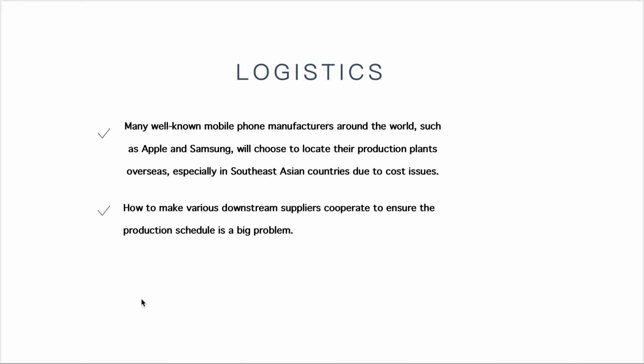However, in recent years, as the development of developing countries has gradually progressed, in the future, more and more brands are considering where these mobile phone factories will be located. And another problem is the logistics and transportation of the mobile phones. Mobile phones need to integrate various high precision components. How to make various downstream suppliers cooperate to ensure the production schedule is a big problem.